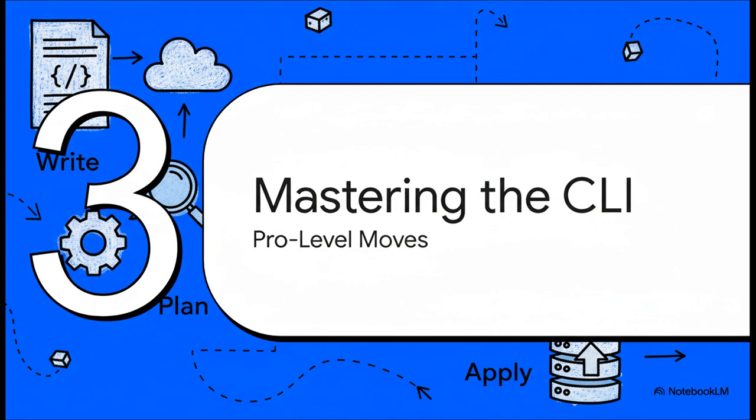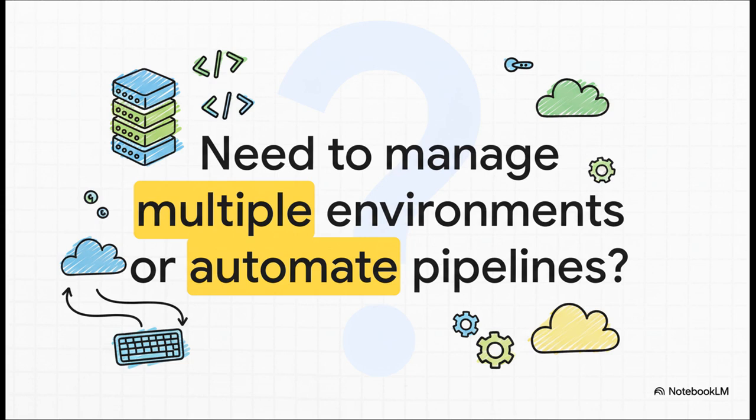Now let's level up. We're going to talk about mastering the command line. These are the pro-level moves you'll need for handling real-world complexity and automation. 'Cause let's be real, in the real world, it's never that simple, right? You've got your dev environment, staging environment, maybe a couple of production environments. You've got CI/CD pipelines running everything automatically. So how do you manage all that?